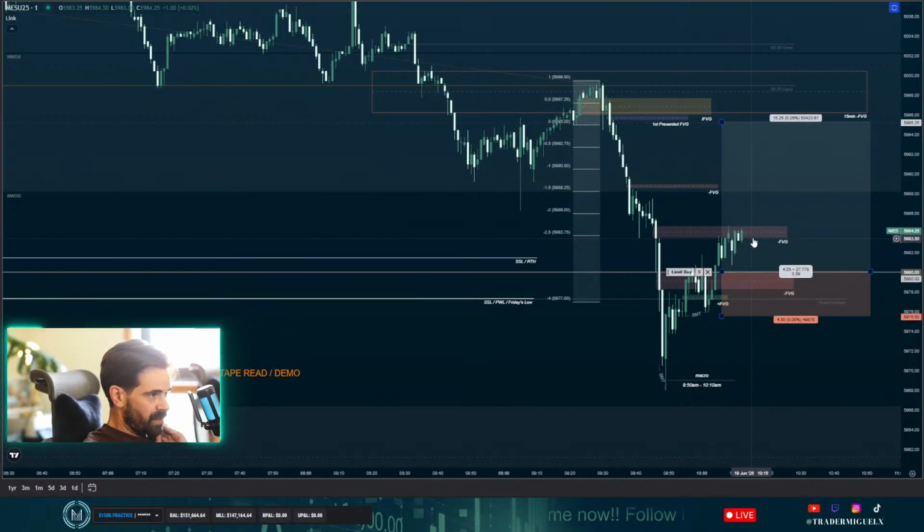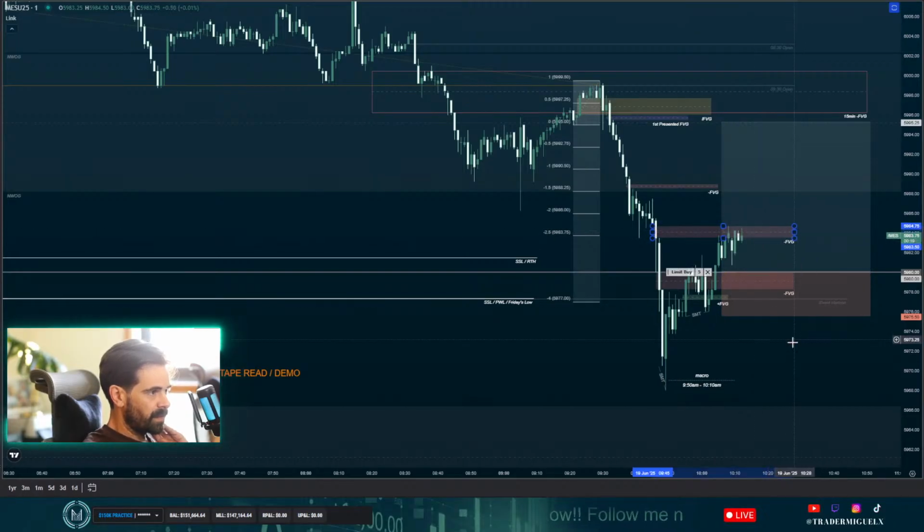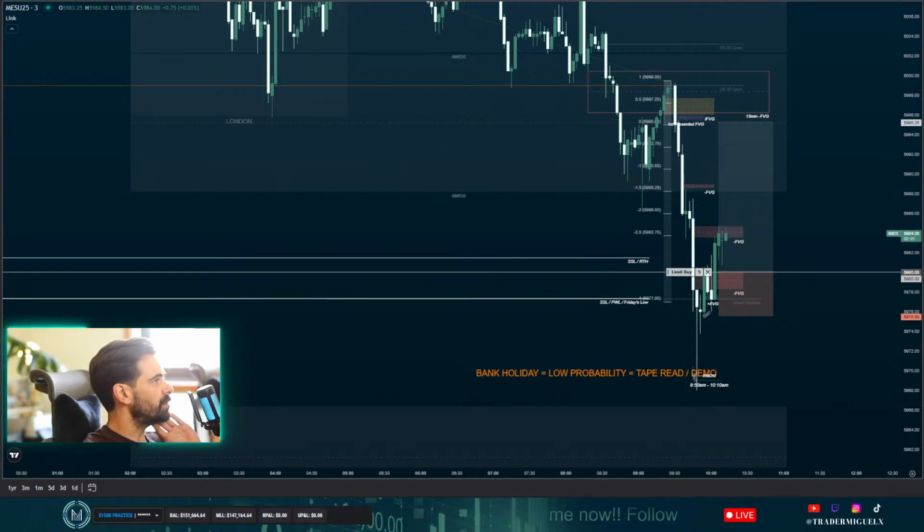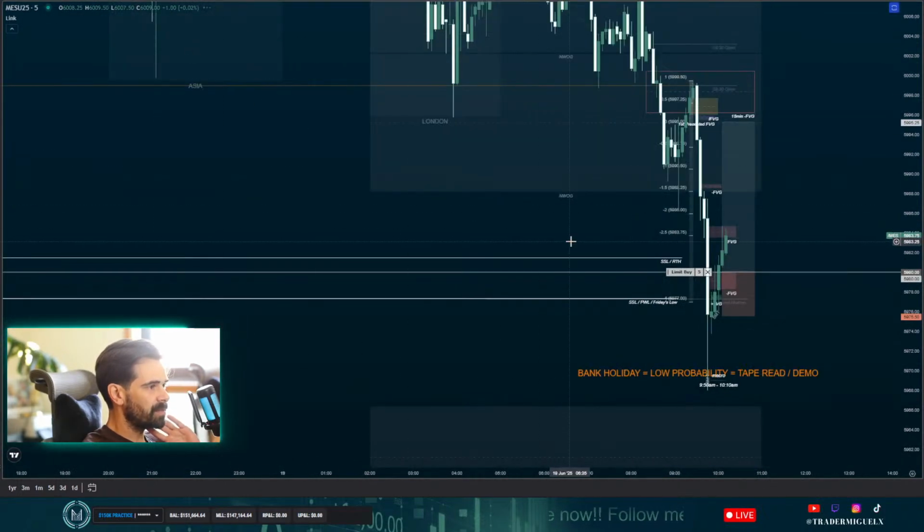And price is slowly moving up. It's taking some time here at this fair value gap. This fair value gap on the 3-minute. Yeah, we have this order block as well on the 3-minute. So it can take some time to suppress that level.